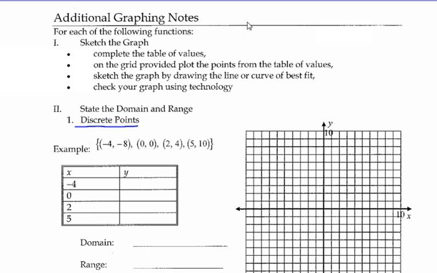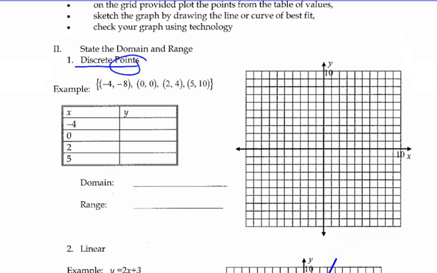Okay, so discrete data. What is discrete data? The dots, yeah, it's when we have points. Discrete, it's points. So given this, when x is -4, what is y? -8. When x was 0, y was 0. When x was 2, y was 4. And 5, it was 10.